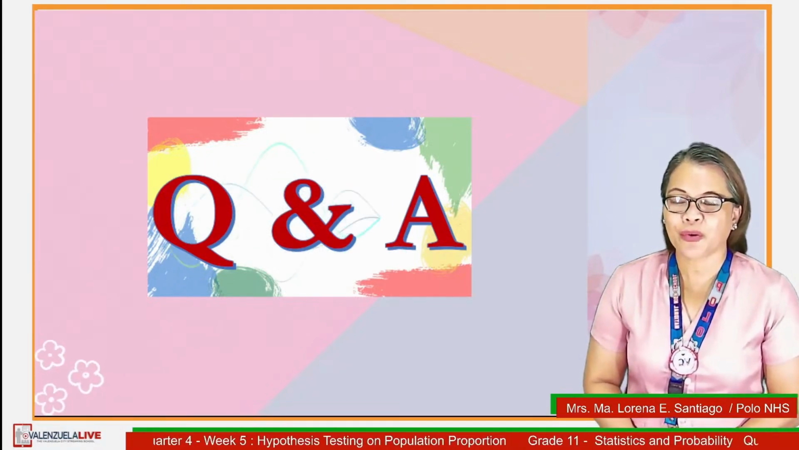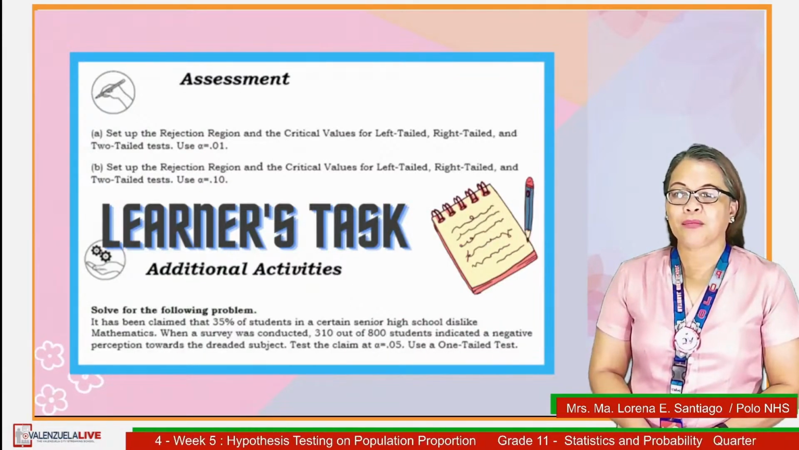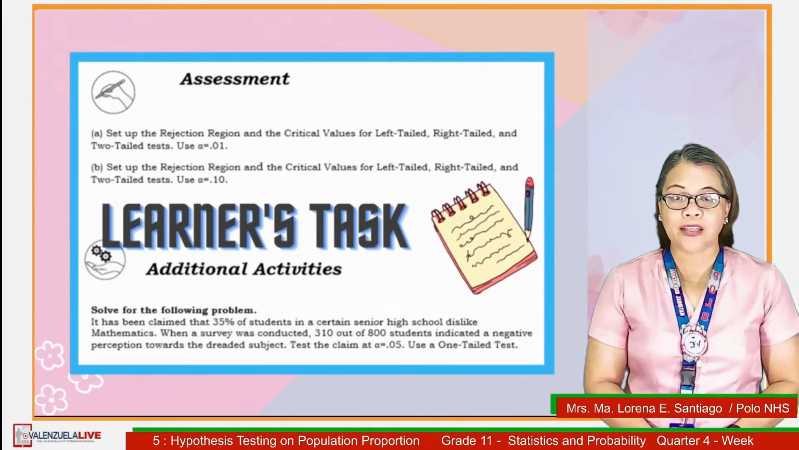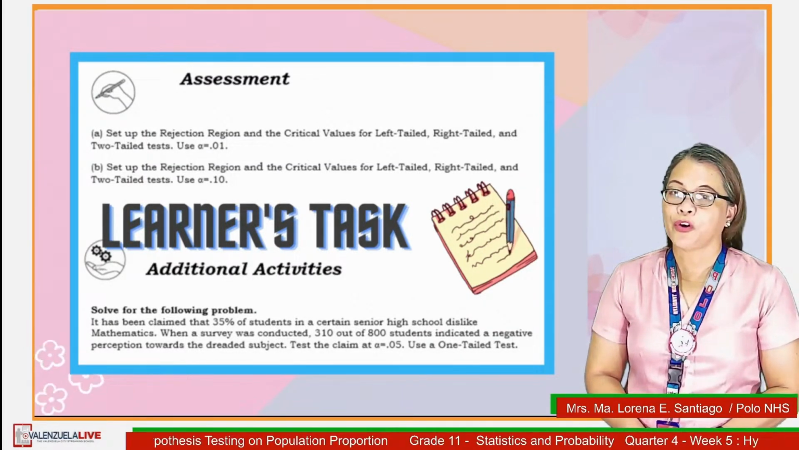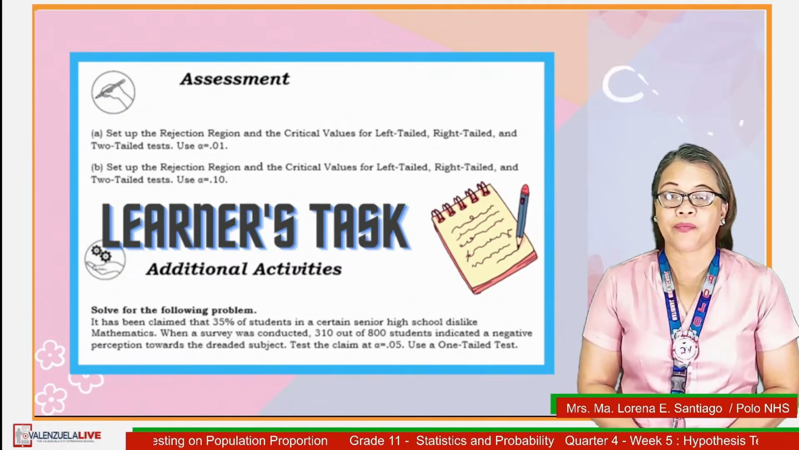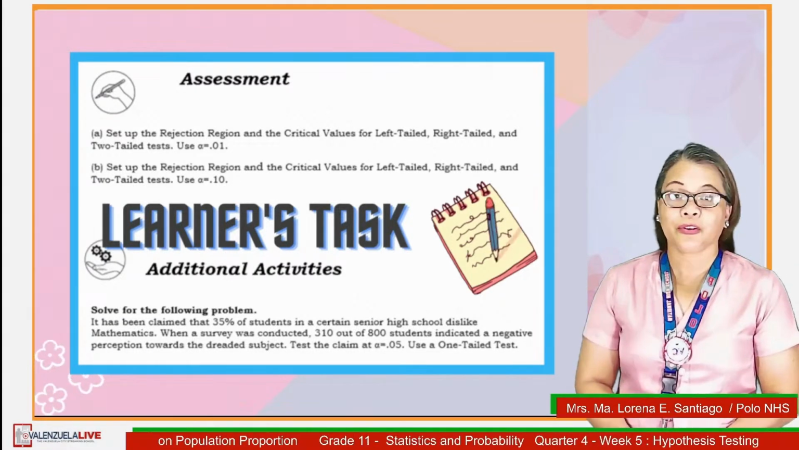If there are no more questions, then let me leave you with a task to work on. It is found on page 9 of the Quarter 4 Month 10 Statistics and Probability module. This would be your learner's task, okay?